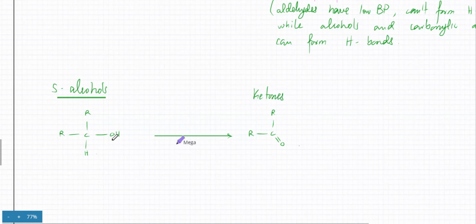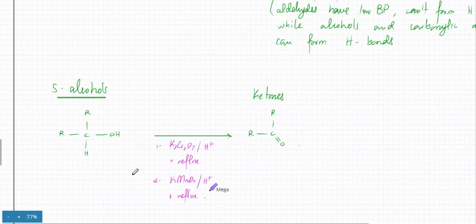The reagents that are used are going to be the same ones. It's either K2Cr2O7, acidified and reflux, or the other one is KMnO4, which is going to be acidified, and that would be reflux as well. Okay, so you have two reagents.